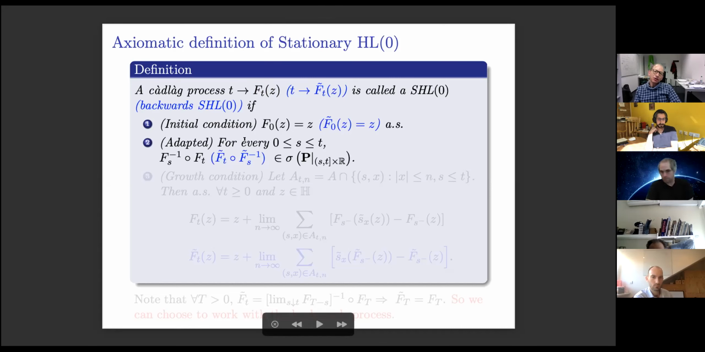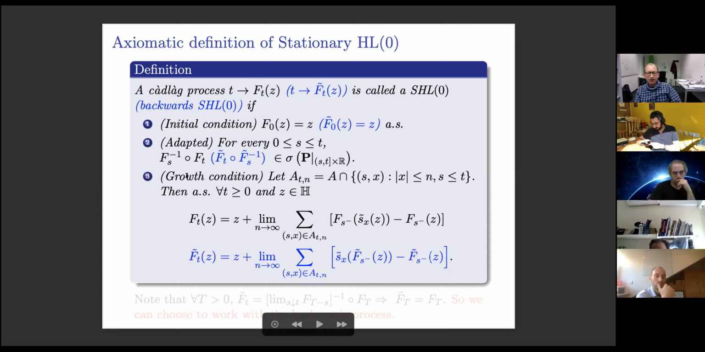Then we want the process to be adapted. I forgot, of course, that there's a Poisson process in the background. So everything that my process does between time s and time t is measurable with respect to what the Poisson process does between time s and time t. So the Poisson process determines the growth of the process. And then there's a growth condition, a technical growth condition that I would like to spend a few minutes on, which I do not have.